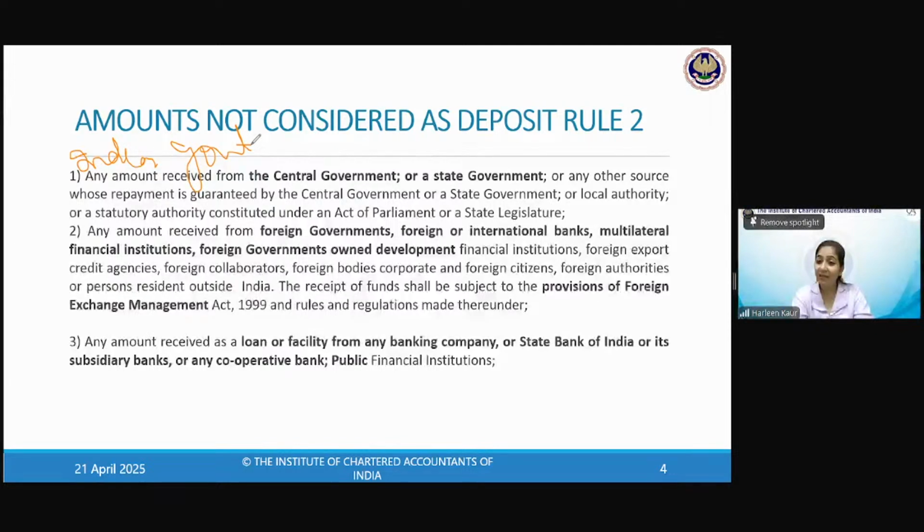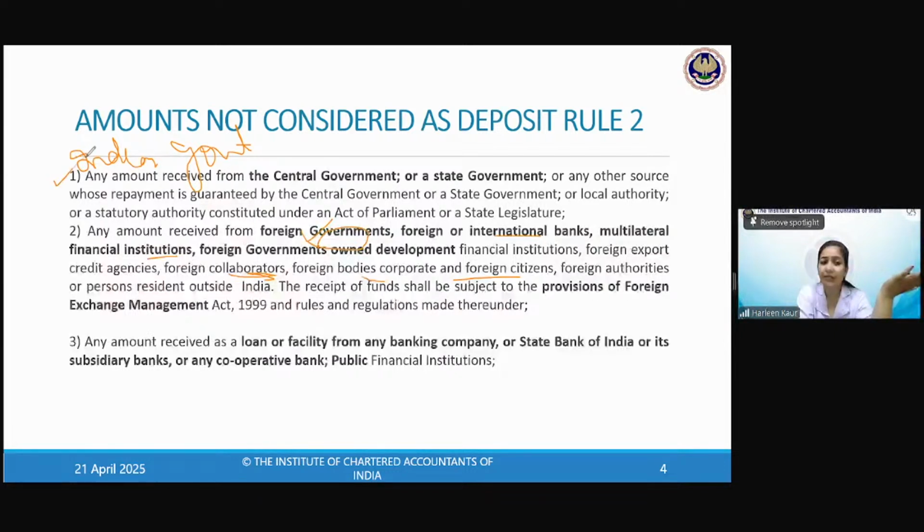Now, the Indian government is giving us money that is not a deposit. What about the foreign government? Any amount that ABC Limited receives from foreign banks, Morgan Stanley and foreign companies, foreign collaborators who want to join hands with us, foreign body corporates, foreign citizens. Mr. John, who is in USA, has sent certain money to a company. Some foreign financial institutions, international banks. If they are giving us some money, will we consider it as a deposit?